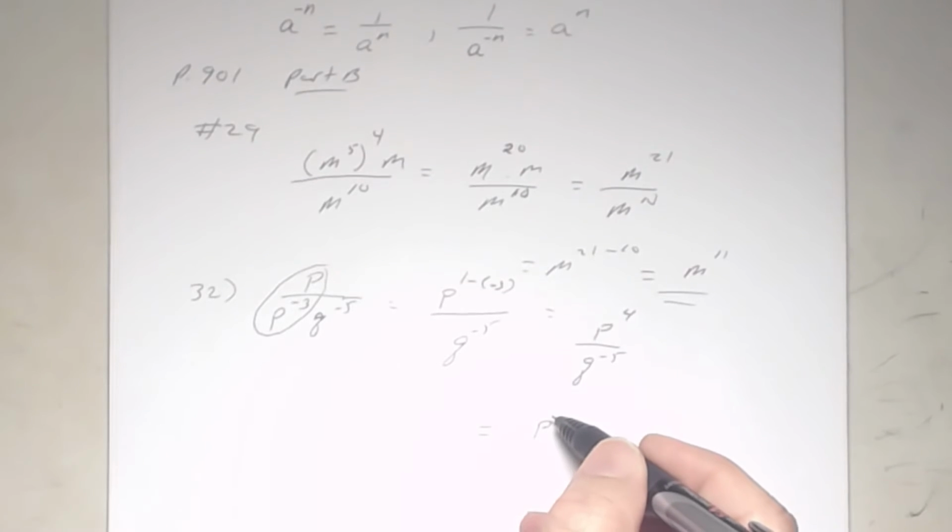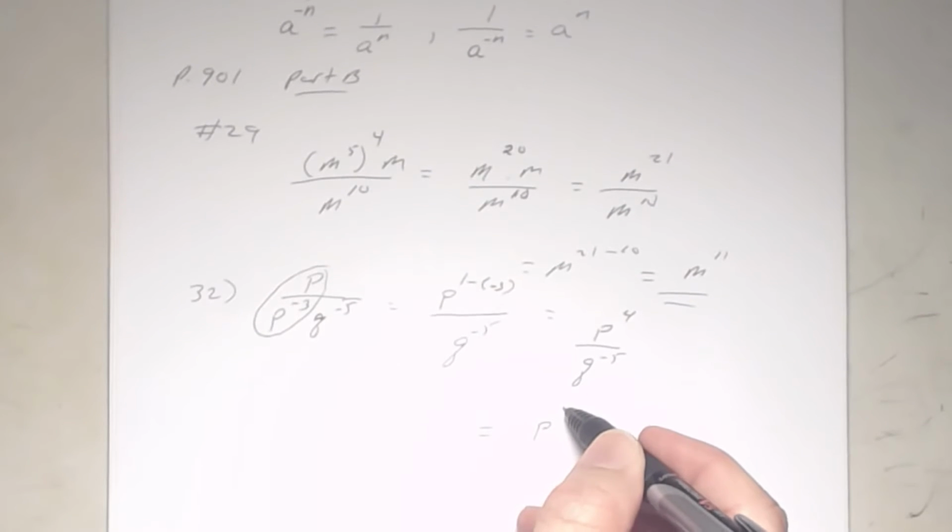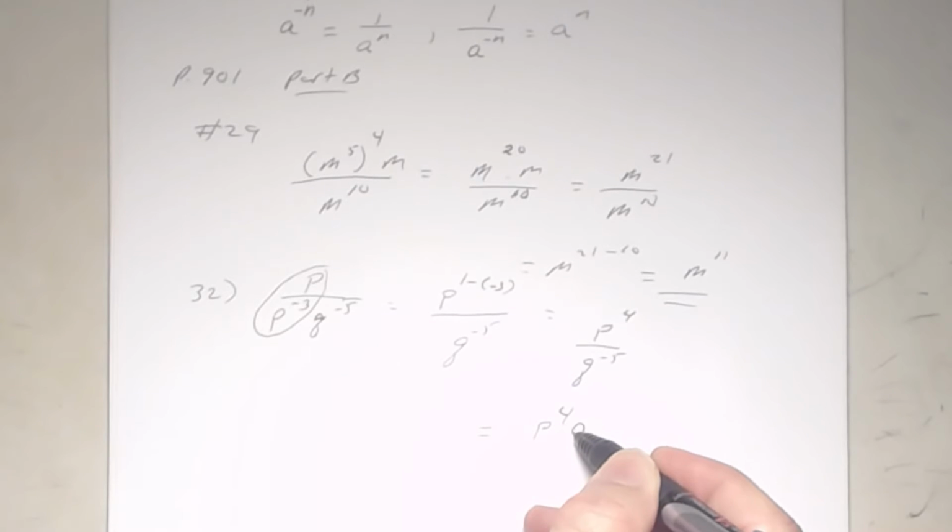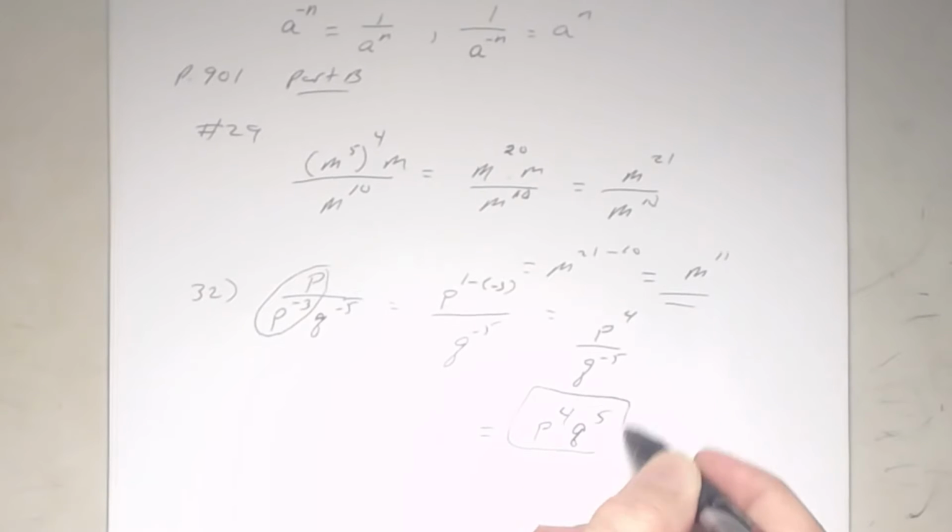Let's put it in alphabetical order. So let's do the P first. P to what? 4th times Q to the 5th. So there's your answer.